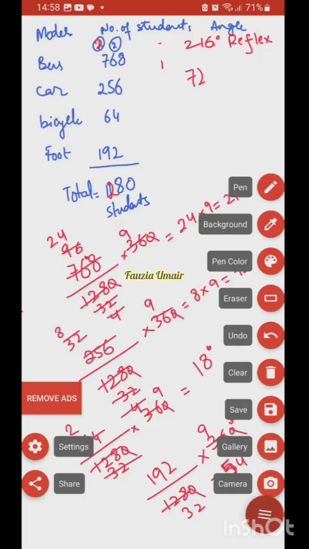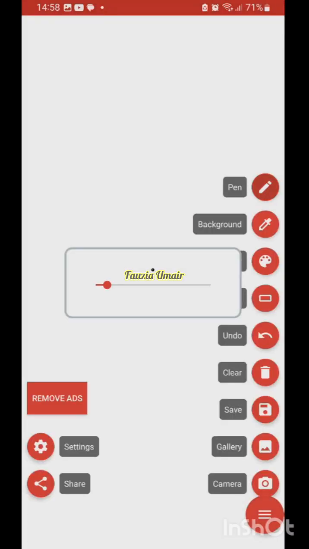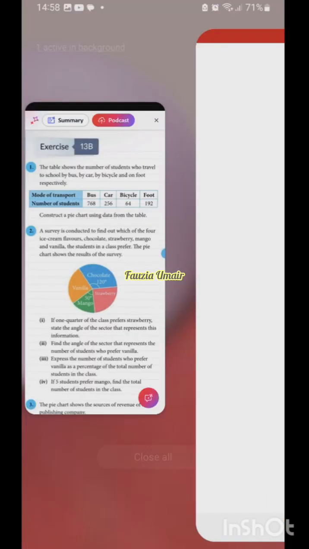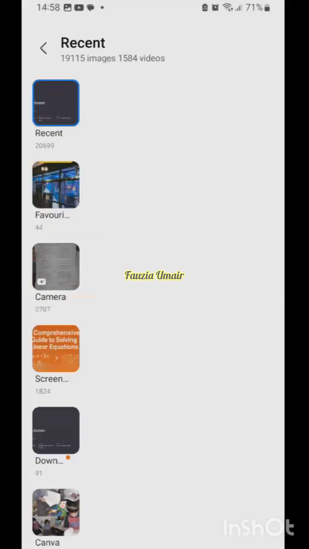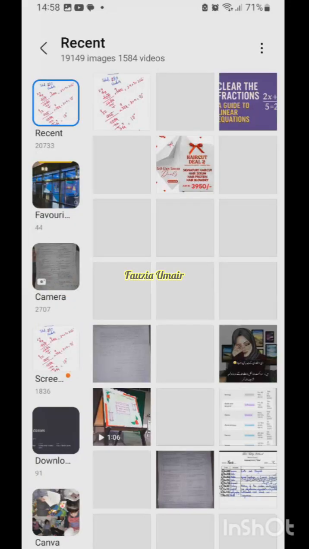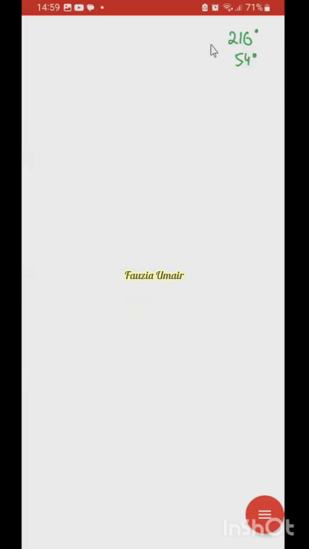216, 72, 18 and 54. Remember these four angles, okay? 216 has to be made first. So what are the four angles, beta? 216, then what was it? 216, 54, and 18 I believe. Okay, I had taken a screenshot. Let's check from the screenshot. It was 216, 72, 18 and 54. Okay, make these four angles.